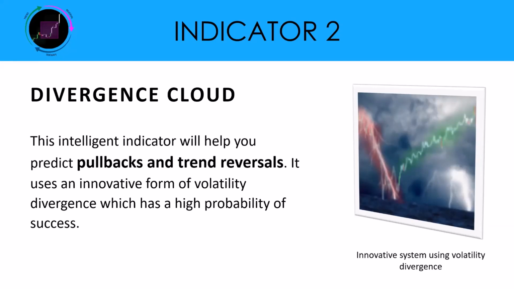And vice versa. When price goes down or starts to go down and we have an increase in volatility, this can be a telltale sign for a reversal to the downside. And we call this bearish divergence.